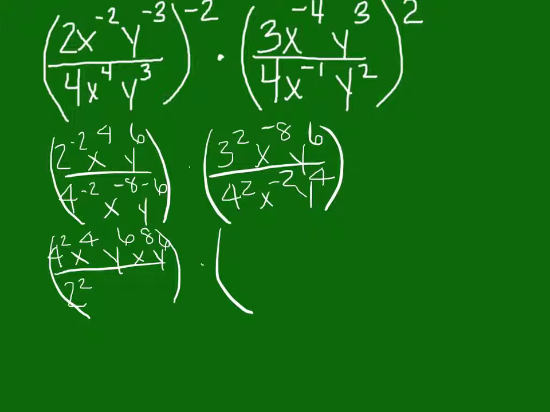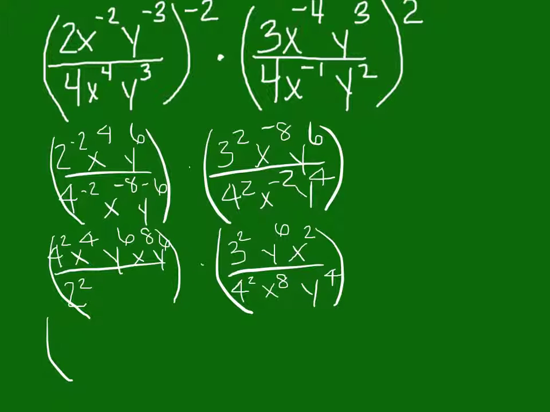Times 3 squared is a positive, so it stays on top. X is to the negative 8th, so it gets moved down to the bottom and becomes positive 8. Y is to the positive 6, so it stays on top. Over 4 squared is positive. X to the negative 2 is negative, so it gets moved to the top and becomes positive. And your y to the fourth is positive, so it stays on the bottom.